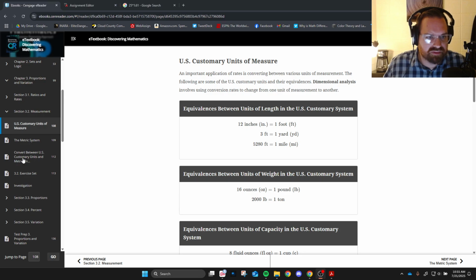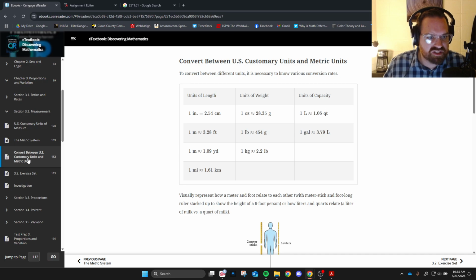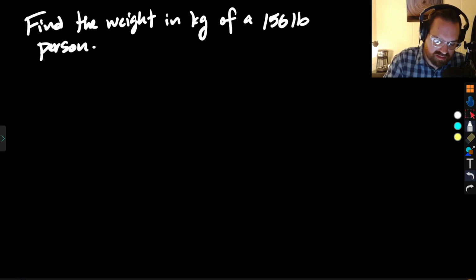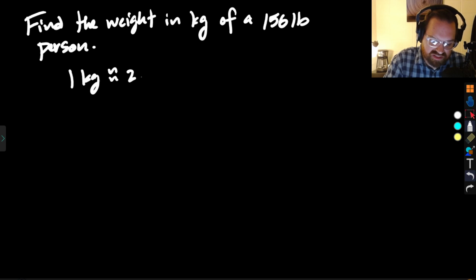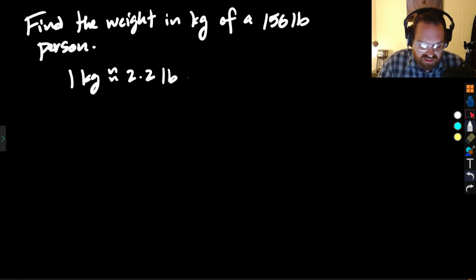And the nice thing about this over here, we're converting between US customary units and the metric units. So it looks like 1 kilogram is 2.2 pounds, right? 1 kilogram is 2.2 pounds. 1 kilogram is, and they use roughly because again, it's not exact, 2.2 pounds. Boom, there we go. So as a result, we're going to kilograms from pounds.